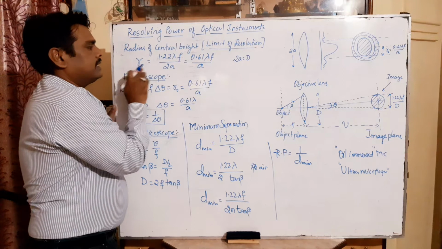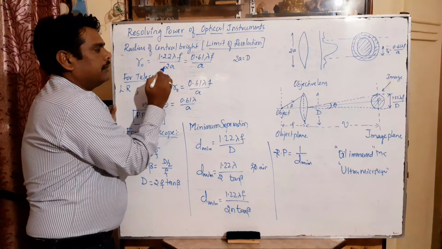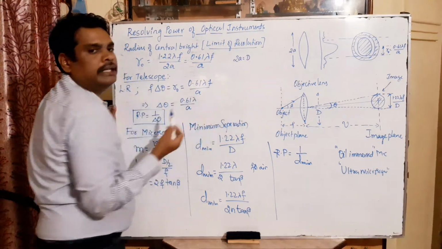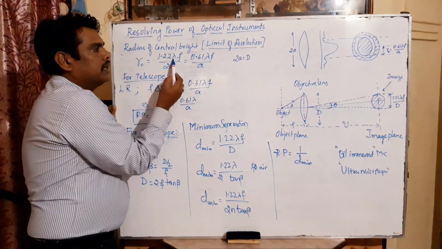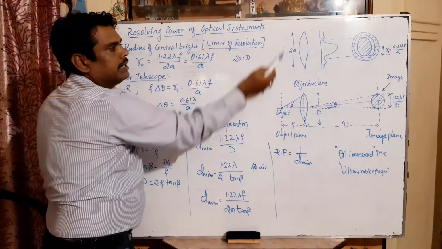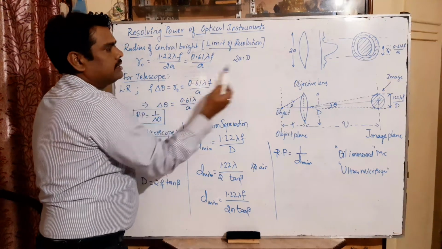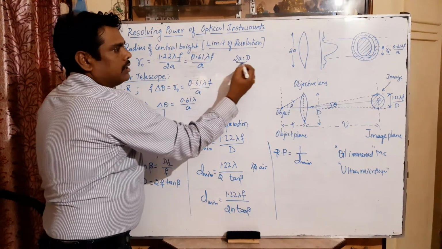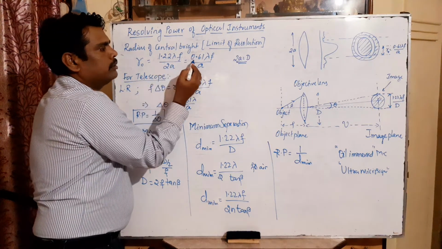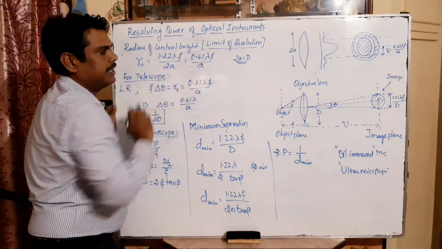That radius is mathematically equal to 1.22 lambda f divided by 2a. Lambda is the wavelength of light used for the diffraction of light, f is the focal length of this convex lens, and 2a is the diameter of the aperture. In some cases we can take 1.22 divided by 2 as 0.61, so it can also be written as 0.61 lambda f by a.